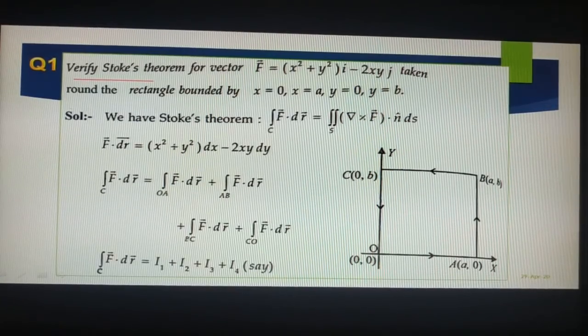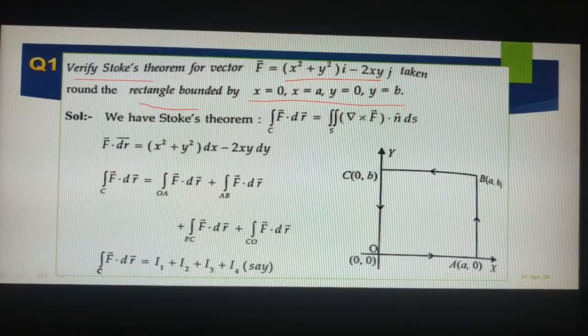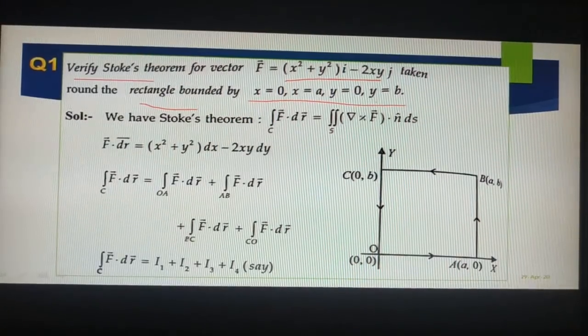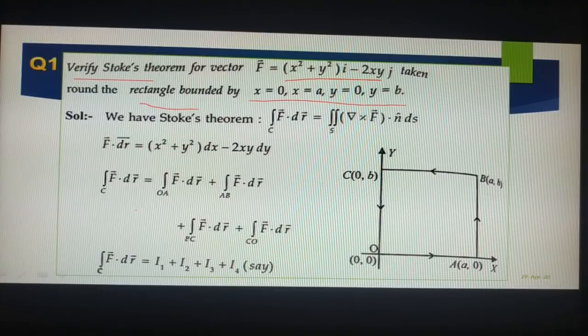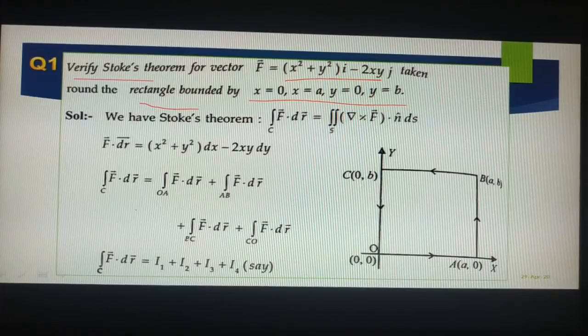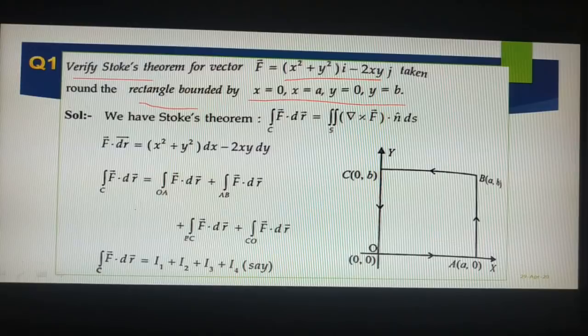So I have some vector field here, and it is bounded by a rectangle. So here you may have a doubt: a rectangle is 2D, so why should I apply Stokes theorem? Of course, you are correct. You need not apply Stokes theorem. You can handle the same problem with Green's theorem also. But sometimes, just for the sake of giving some problems, they want to make it easy for you. So by giving just 2D, they may ask you to verify Stokes theorem.